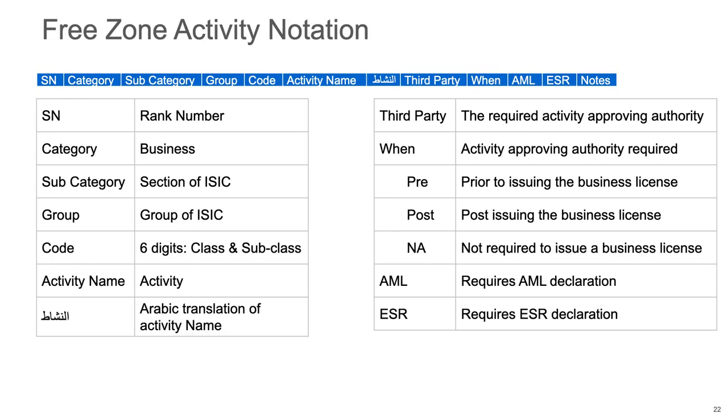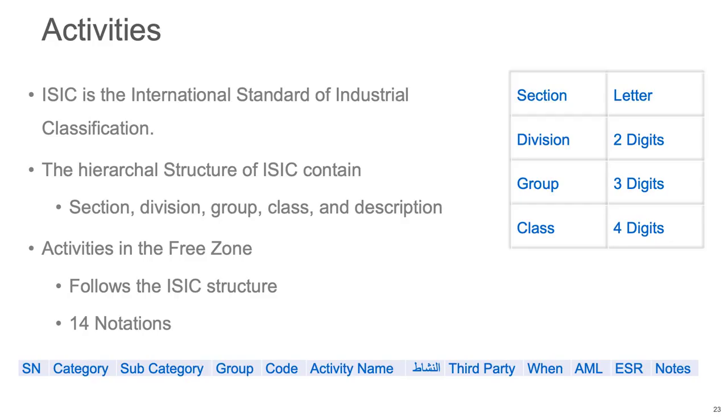AML. This means this activity must submit an anti-money laundering declaration as prescribed by the Ministry of Economy. ESR means this activity must submit an economic substance regulation declaration as prescribed by the Ministry of Economy.